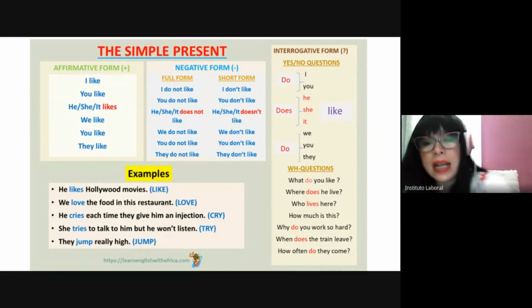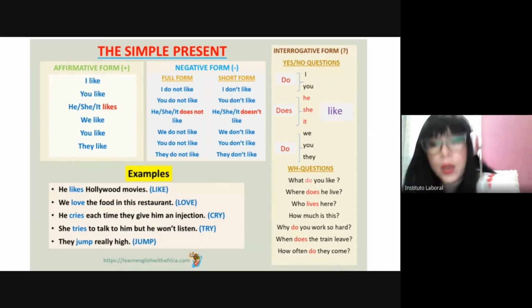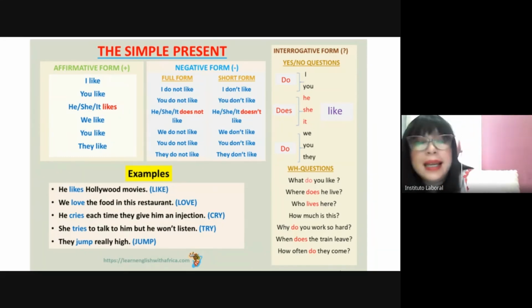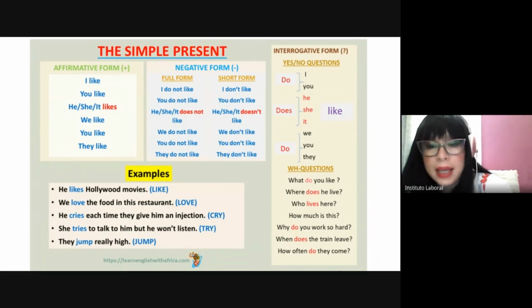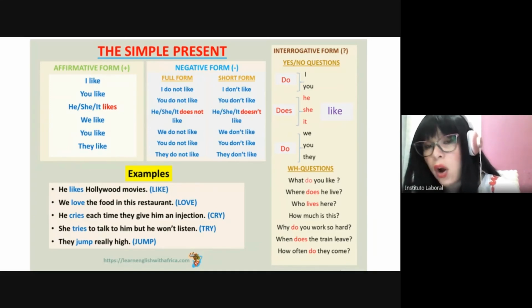También podemos utilizar las WH question words, que son las que piden más información. What do you like? I like banana. Where does he live? He lives in Panama. Who lives here? I live here. How much is it? It's $20. Why do you work so hard? Because I want to graduate. When does the train leave? It leaves at 7 o'clock. How often do they come? They come every week.